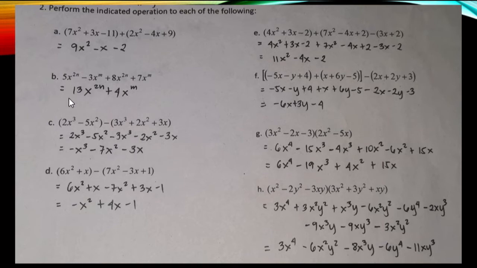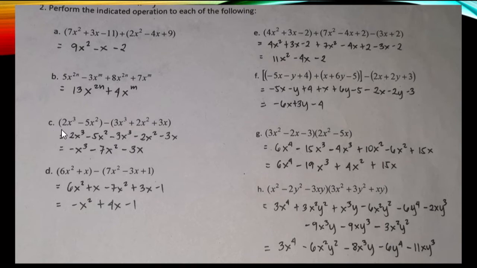Next, 5x to the power of 2n minus 3x to the power of m plus 8x to the power of 2n plus 7x to the power of m. So, we combine like terms. So, 5 plus 8 is 13x to the power of 2n, we just copy the exponent. Then negative 3 plus 7, that is positive 4x to the power of m. So, 13x to the power of 2n plus 4x to the power of m.